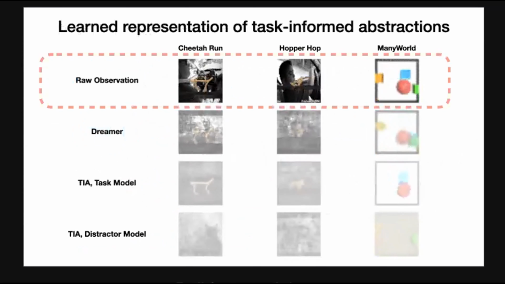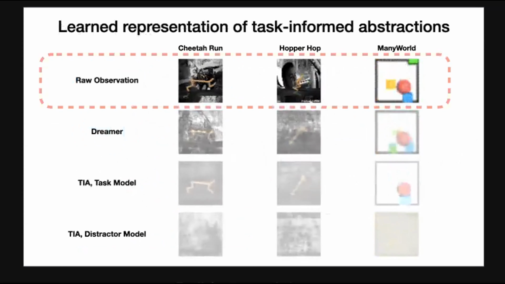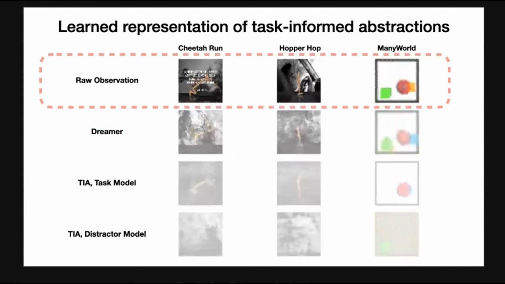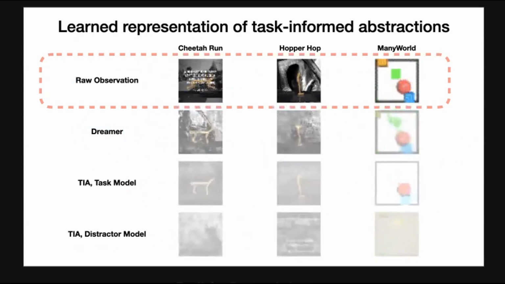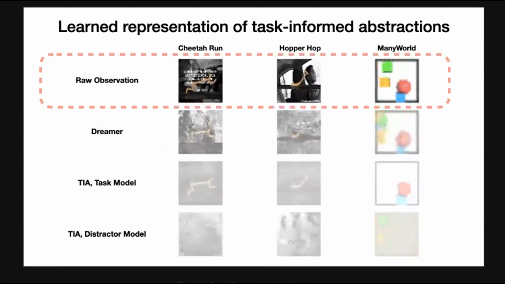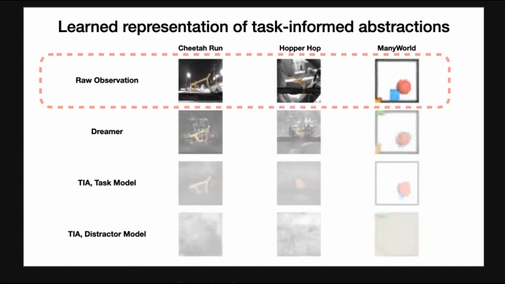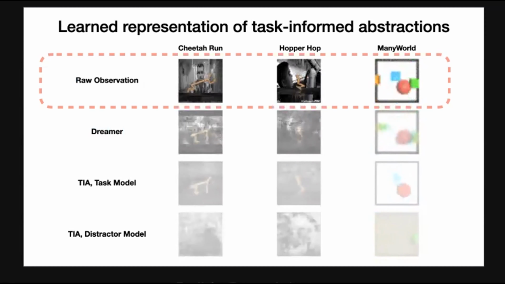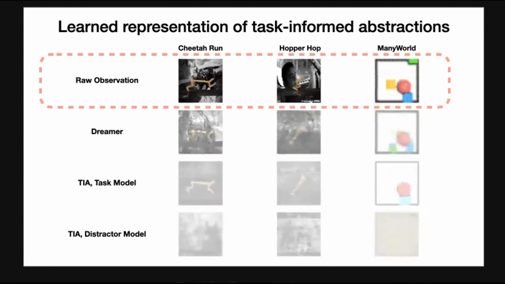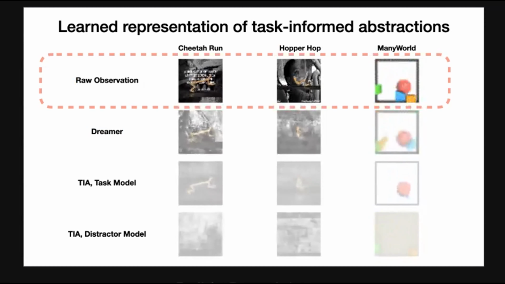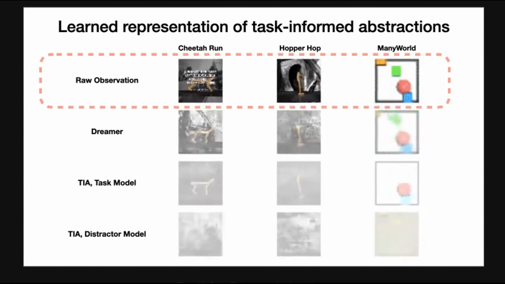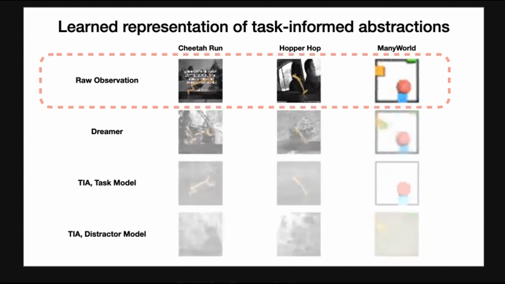Okay, so here, let's look at some qualitative results. On the first row, we show the raw observation from 3 different domains. In the first 2 domains, we have cheetah run and hopper hop. In these 2 domains, the yellow robot in the center is actually the task-relevant object, whereas the video background is the distraction. Now, the third column is a block world domain called Manyworld. We indicate the target location using the red sphere and try to control the blue block. The green and yellow blocks are distractors that move randomly.